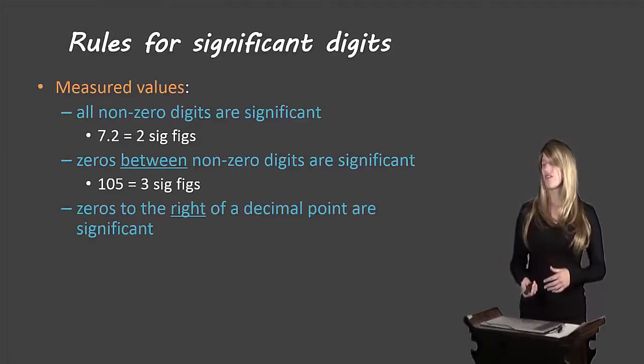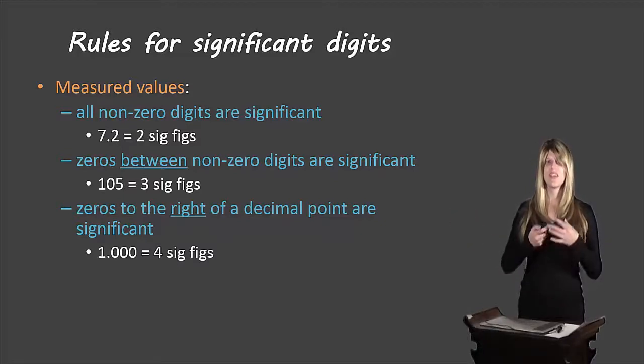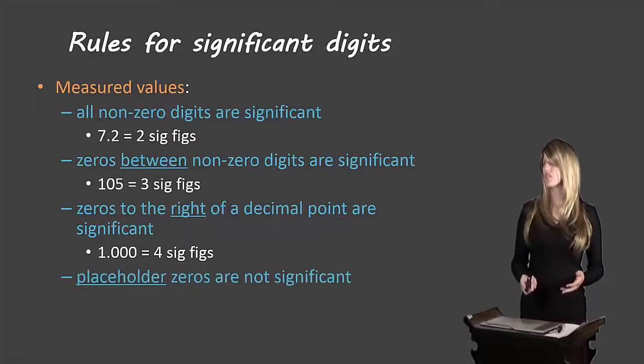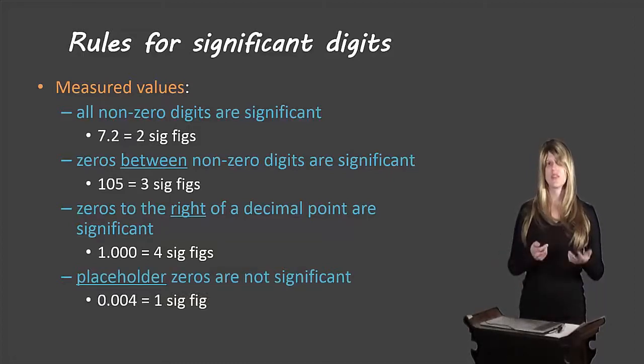Zeros to the right of a decimal point are considered significant. So 1.000 has 4 significant digits. We can't just write zeros at the end of a decimal willy-nilly. We can only write them there if we actually know them to be significant. Placeholder zeros are not significant. A placeholder 0 would be something like 0.004. The only significant digit is the non-zero digit 4, so there's 1 significant digit. Those other zeros are just holding the place, so we know that it's not 4, it's not 0.4, but it's 0.004.